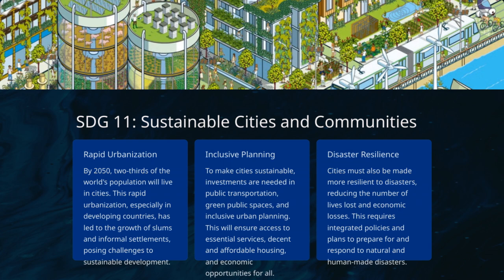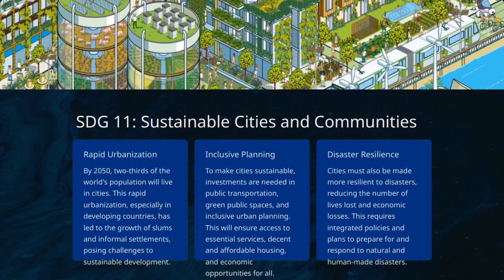By 2050, it's projected that 2/3 of the world's population will live in cities. This rapid urbanization, especially in developing countries, has led to the expansion of slums and informal settlements. These areas pose significant challenges to sustainable development because they often lack proper infrastructure and services, making it harder for residents to thrive and increasing vulnerabilities.